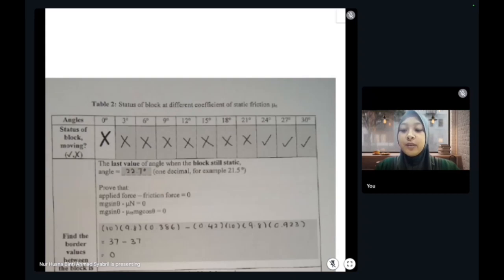Find the border value between the block static and moving. Use the formula: applied force minus friction force. Using mg sin theta minus μs mg cos theta.